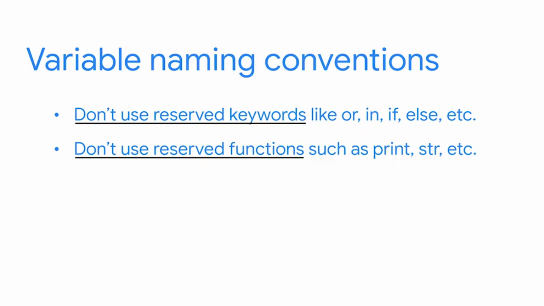Also, some names are reserved for existing functions, for example, print and str. So you should also avoid using names of existing functions. To sum up, a big thing to keep in mind regarding variable naming conventions is that you don't want to use reserved keywords or functions.